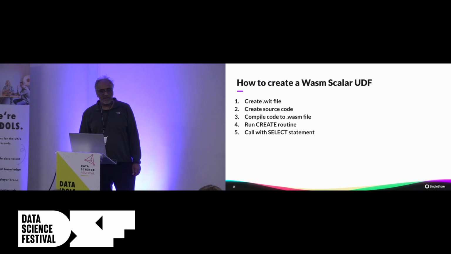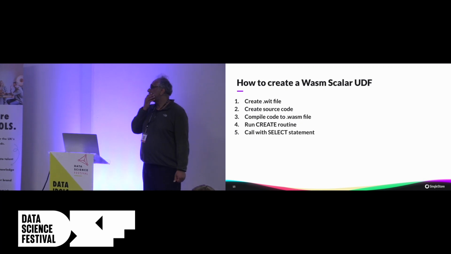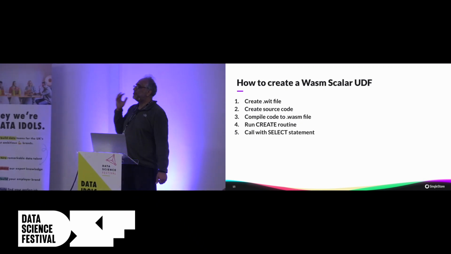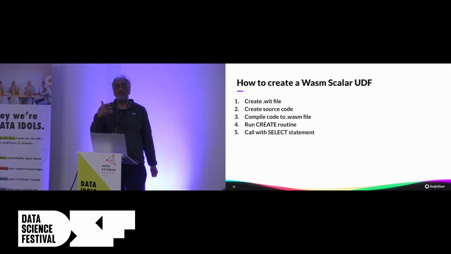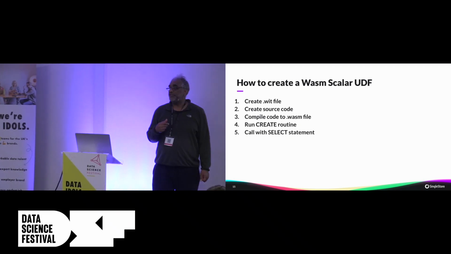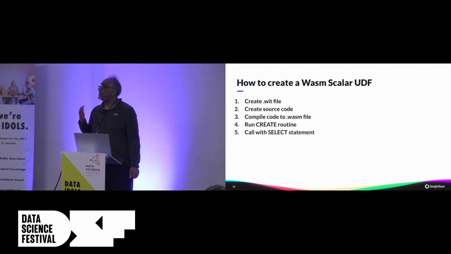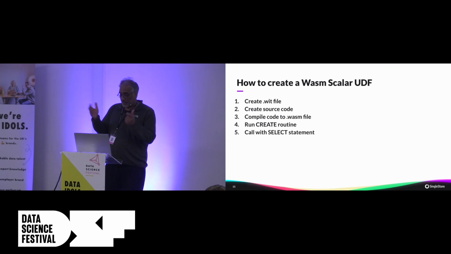So let's work through two simple examples. Same problem: x to the power of y. We'll work through an example using C, and I'll show you the generated code as well. And then we'll look at an example using Rust, just to compare and contrast them.